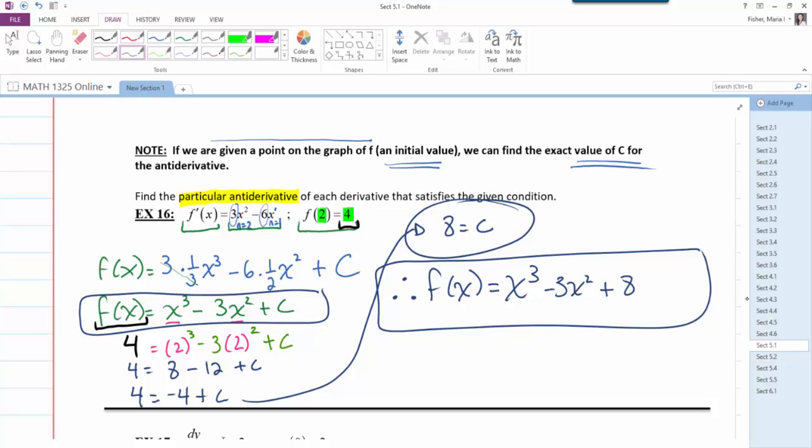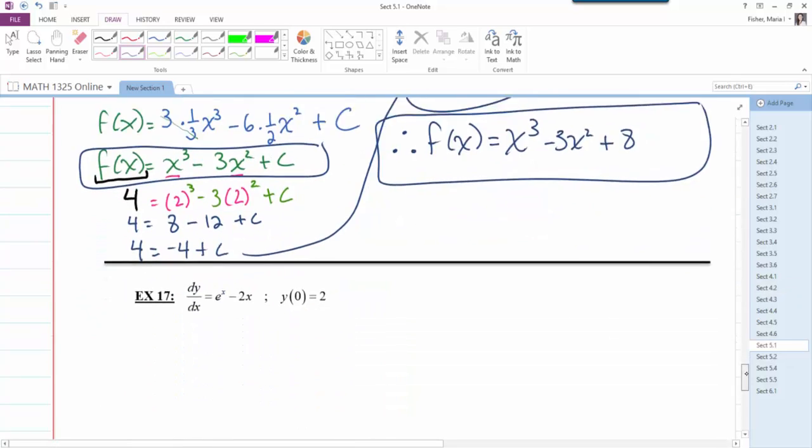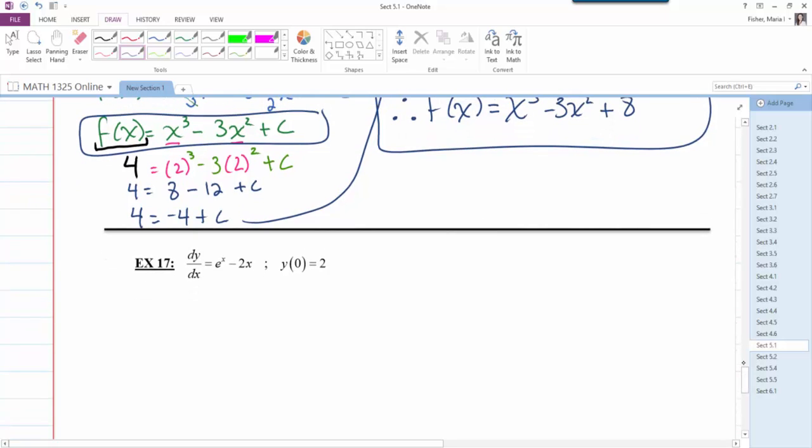Let's do this again for example 17. Example 17 says that dy dx is equal to e to the x minus 2x. And my initial condition is that y of 0 is equal to 2. So the first thing I need to do is find the antiderivative. So I'm going to say that y is going to equal, right? I need to find the antiderivative here.